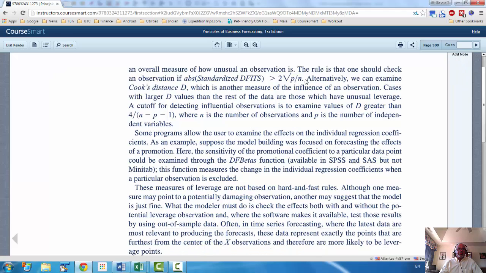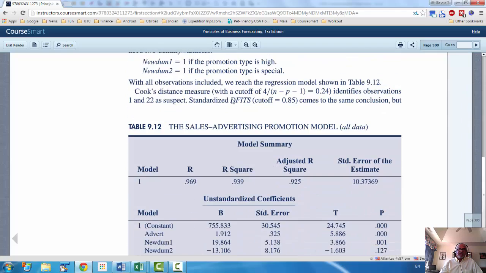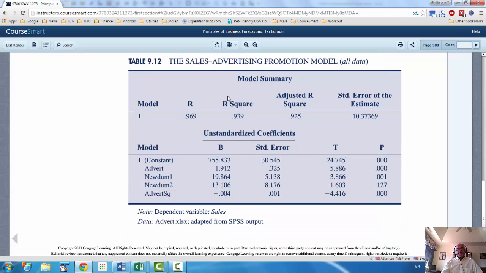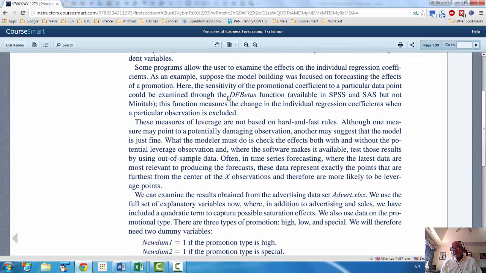Here are some computations that we can perform. That is what is called Cook's distance, and there are some leverage cutoff points. We won't get into those details, but there are analyses that we can perform in Excel. Doing those analyses is kind of cumbersome. If you have SAS or SPSS, it's a lot easier to do.